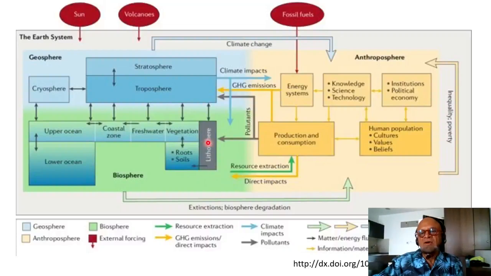So you are extracting oil, gas, and so on, and you are having your energy systems, knowledge, science, technology, institutions, political economy, human populations, cultures, values, beliefs. And here, of course, you have production and consumption. Why am I reading this? Because this is a network diagram.